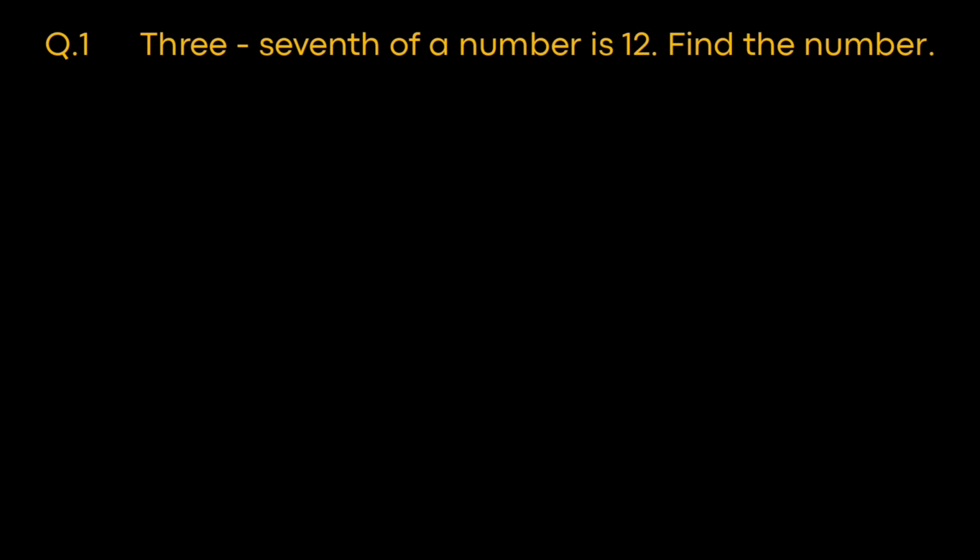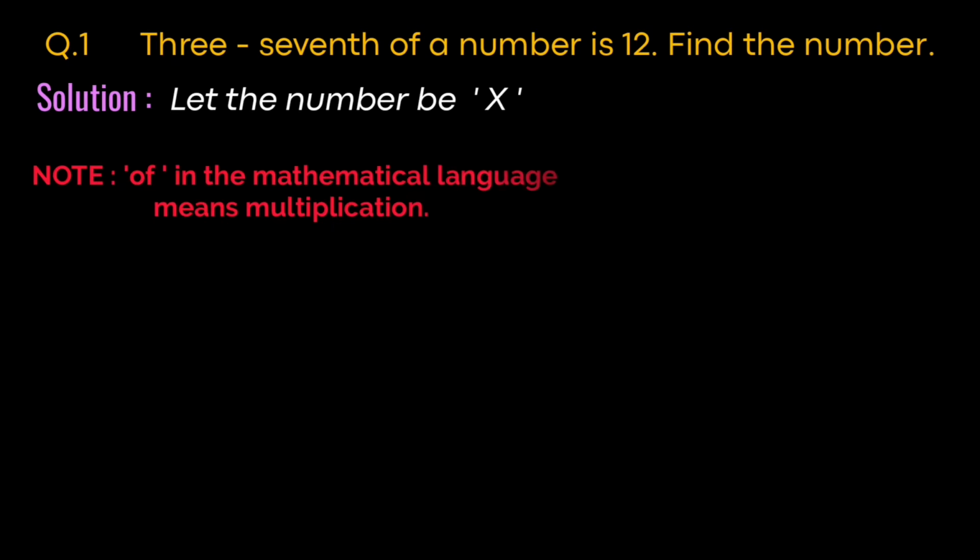Question 1. 3/7 of a number is 12. Find the number. Solution. As we don't know the number, we'll consider it as x. Now as the question says 3/7 of a number is 12, of in the mathematical language generally means multiplication. Now the equation formed is 3/7 into x equals to 12. That is 3x by 7 equals to 12.